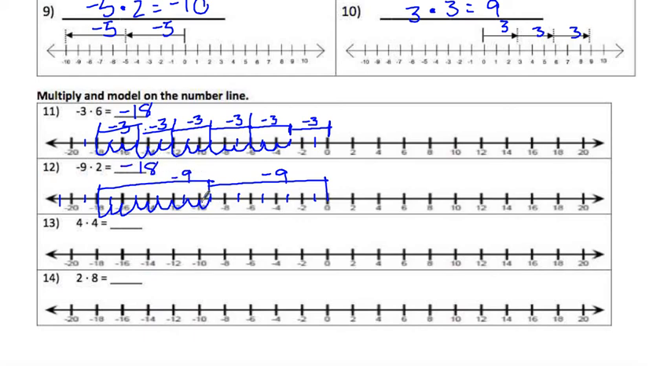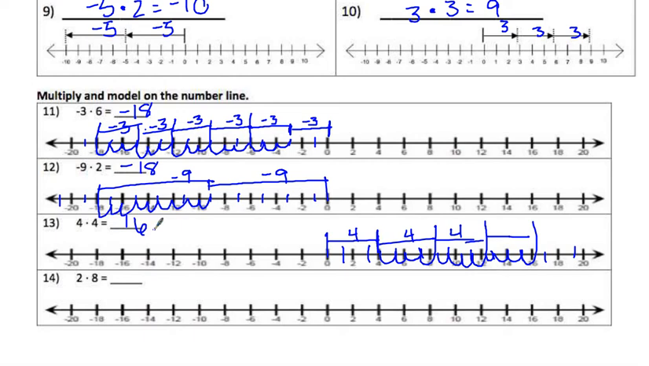So go ahead, do 13 and 14 on your own. So for number 13, you're going 4 times. And remember, if you need to put those little half marks to help you count, go ahead and do that. And you're going to go up to 4, and that's the first one. I need to do that 4 times. 1, 2, 3, 4. 1, 2, 3, 4. 1, 2, 3, 4. And you should land at 16 as your answer.